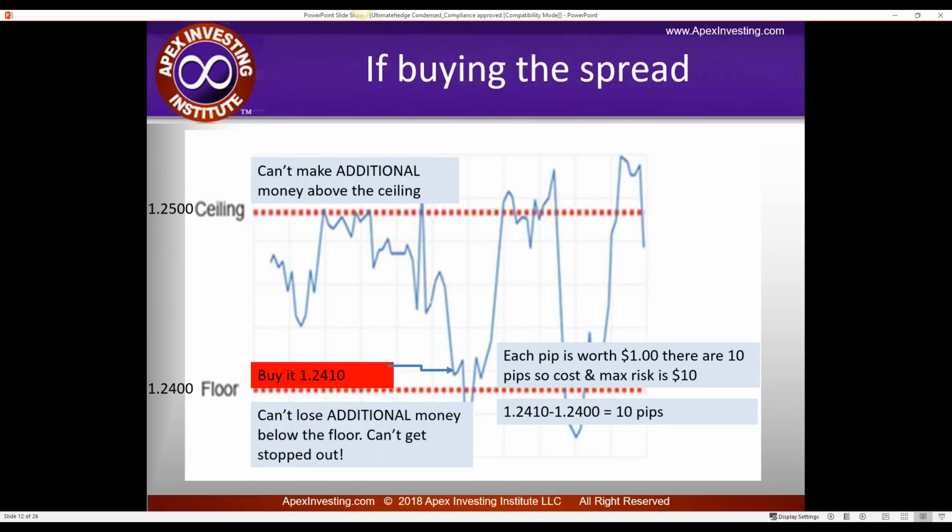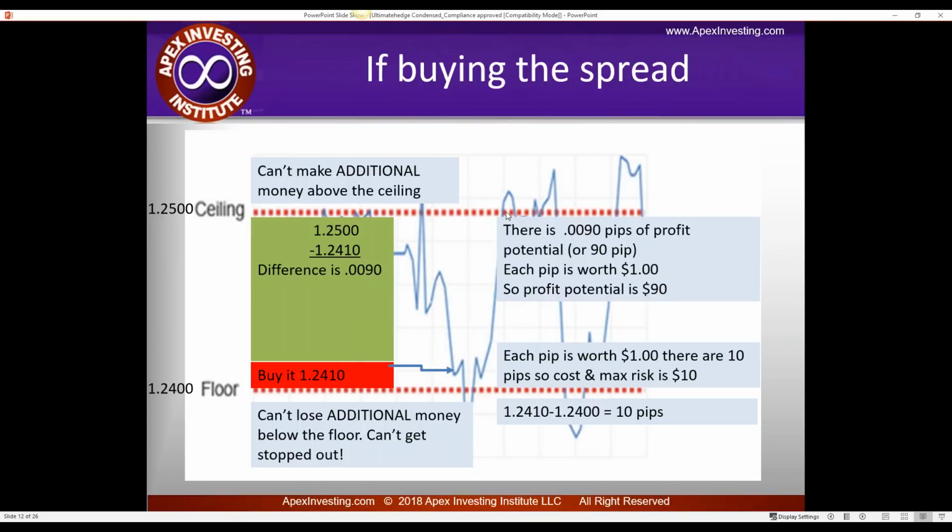Okay. So what is my max potential gain? Well, again, I bought down here at 24.10. I can make money all the way to the ceiling of 2,500. So I've got a potential profit area of 90 pips, each pip being worth $1. Therefore, potential profit of $90.